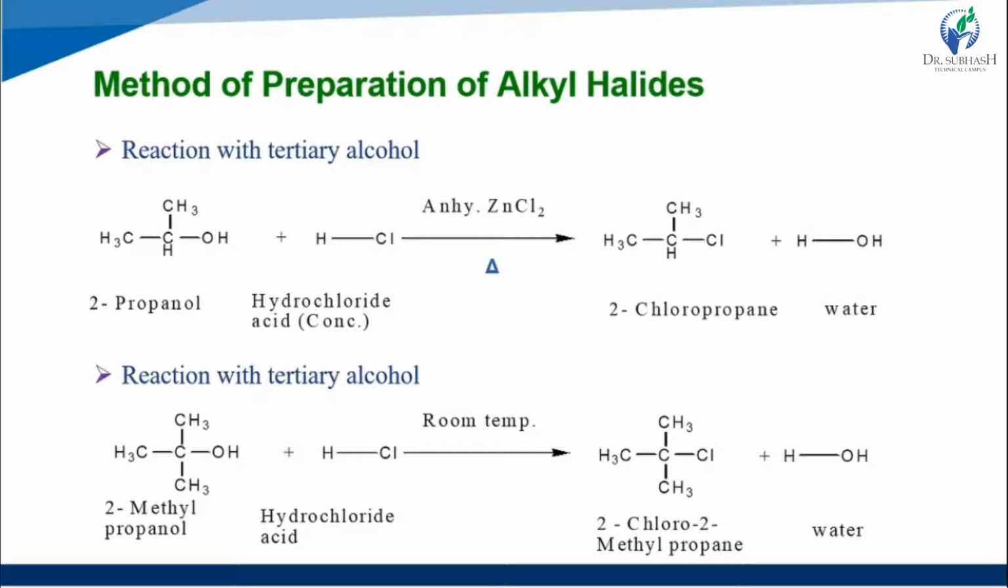Similarly, the reaction with the tertiary alcohol, that is 2-methylpropanol plus one HCl molecule, is at room temperature. No catalysts are required here, and no temperature is maintained. Perform it at only and only room temperature. So 2-methylpropanol plus HCl reacts at room temperature, and we get 2-chloro-2-methylpropane and one water molecule is also liberated.